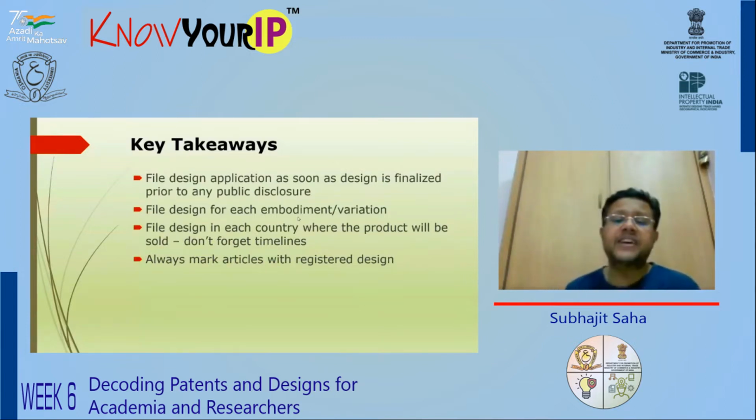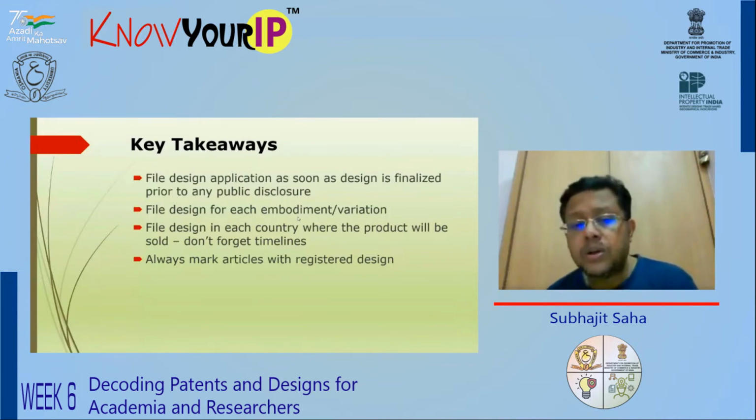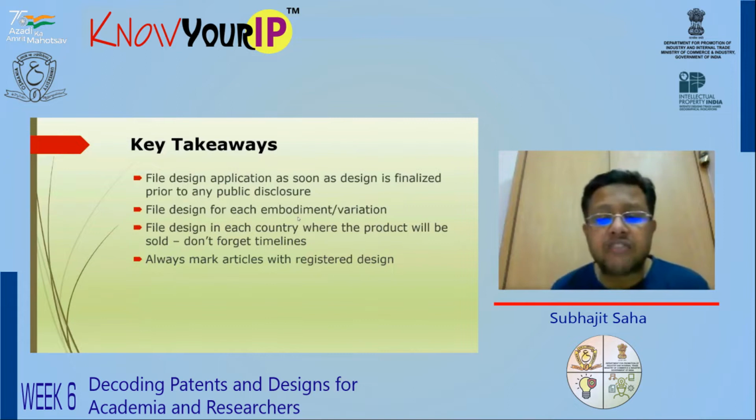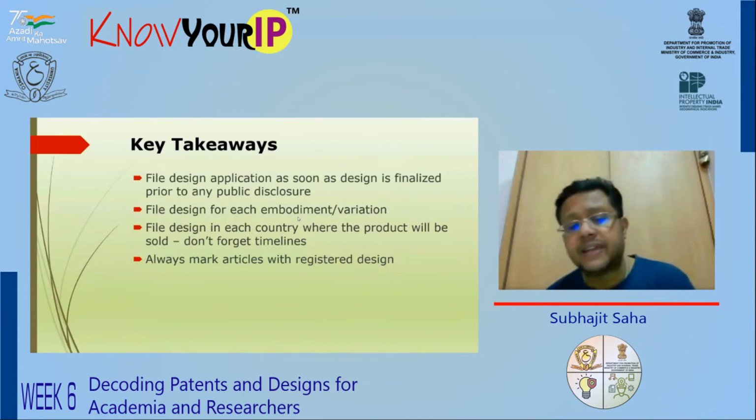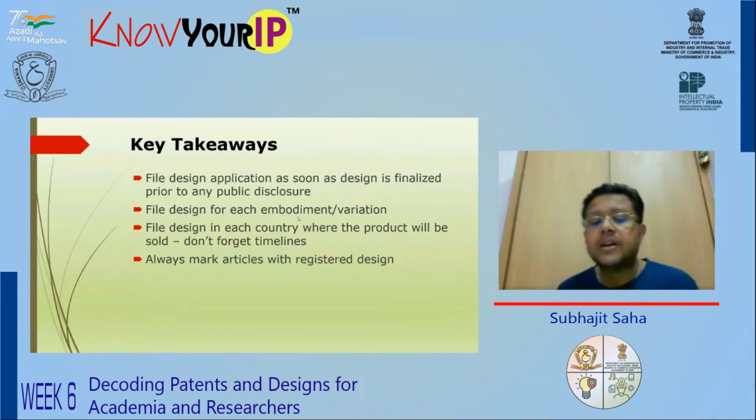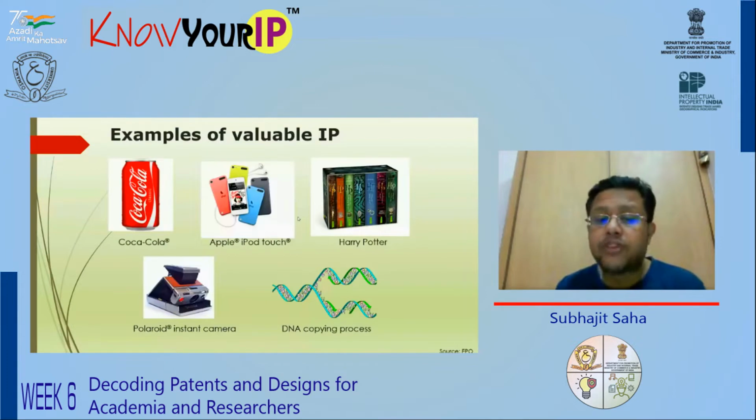So key takeaways: all IPRs are jurisdictional, they are time bound, and you can file only one product, one design, and one product, one patent. A design is protected for 10 years, and then there is the copyright in the design, so it can be renewed for 5 years, so it's 15 years. And then examples of valuable IP today are all these things.